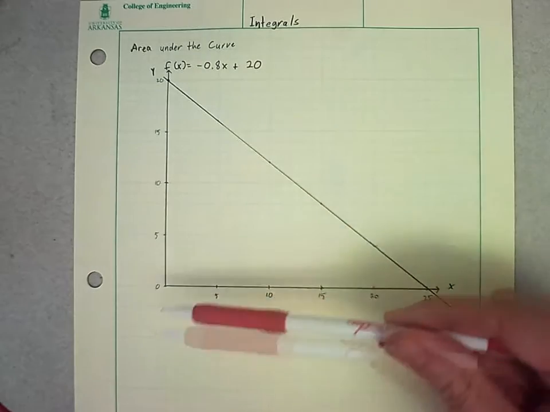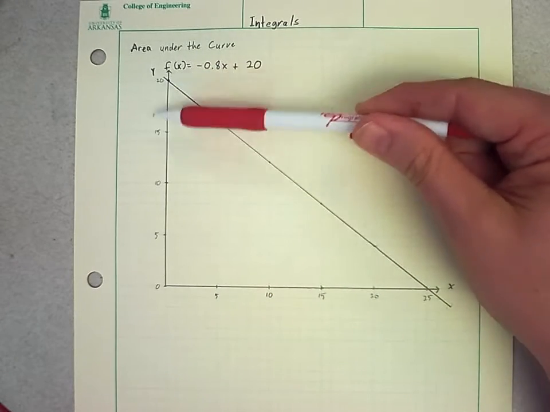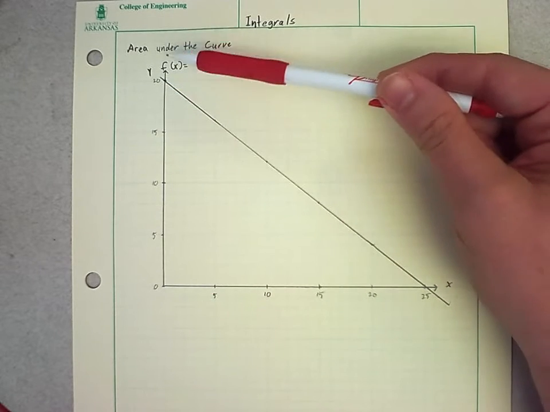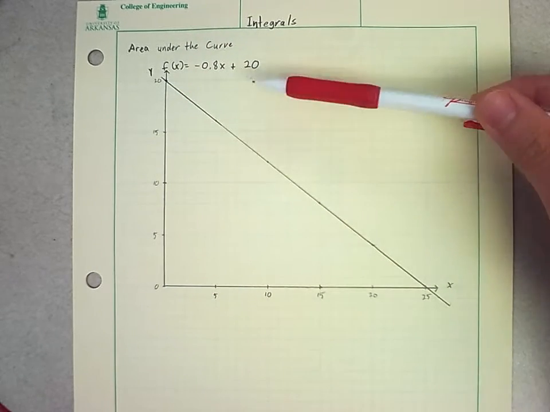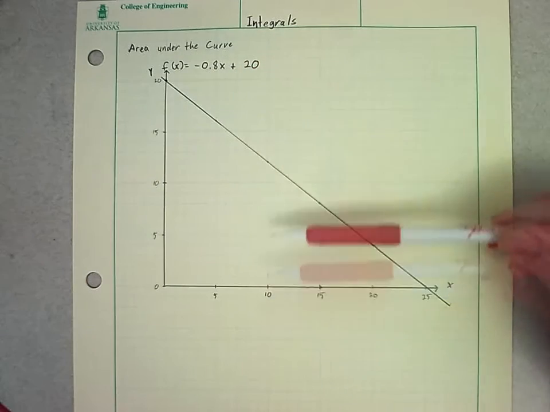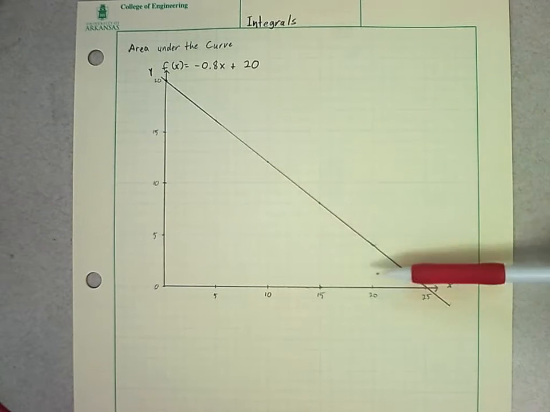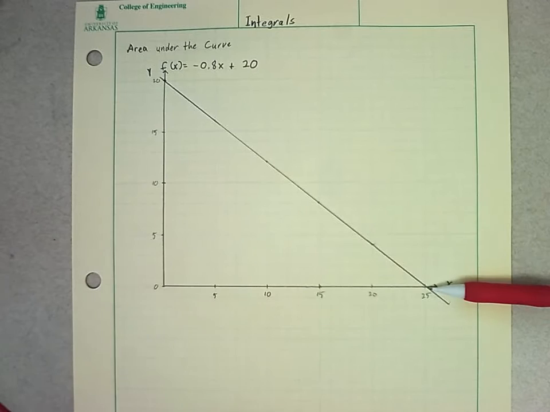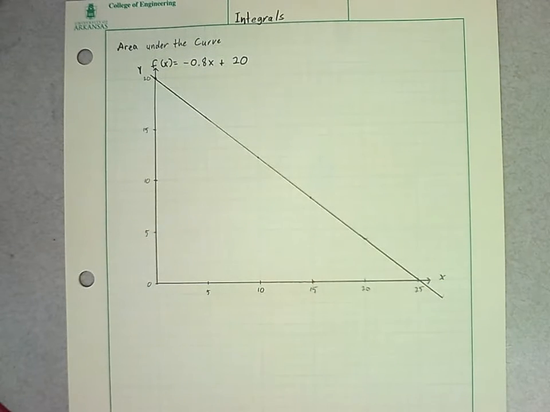So when I draw the curve, I know it starts at x is 0, f of x is 20, because the intercept is 20, and it has a slope of negative 0.8. So I can do it at different points along the way. At 10, I would get 12. At 20, I would get 4, and we know it crosses here when x is 25. And so I've tried to draw that fairly accurately.